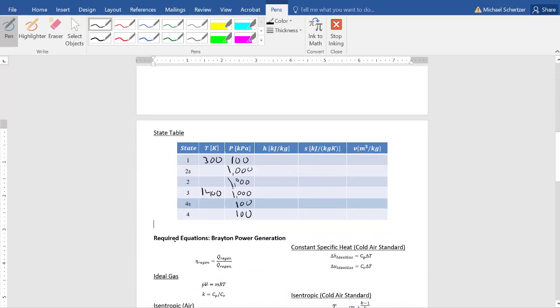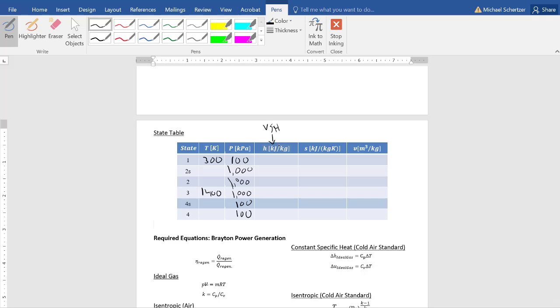So the nice thing about constant specific heat is that the only things I need to find are the temperatures and the pressures, and I've already gotten all the pressures, right? If this was variable specific heat, then I'm actually going to have to go through and find this. And I'll talk through that process, right?